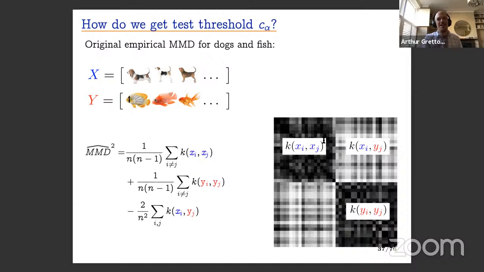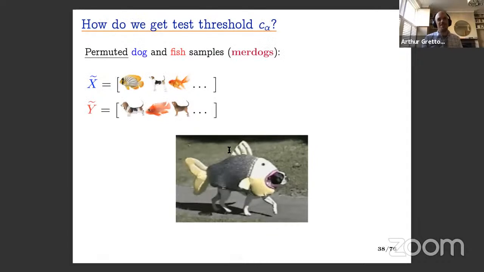All right. So now I want a threshold. So what I could do is I could take all my dogs, all my fish, put them in a bag, draw half of the contents of that bag and call them X tilde, right? And half the contents of that bag and call them Y tilde. So I'm going to call these mer dogs. So it's like half dog, half fish. Okay.